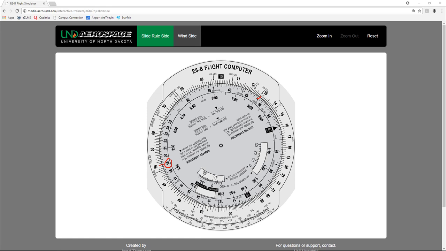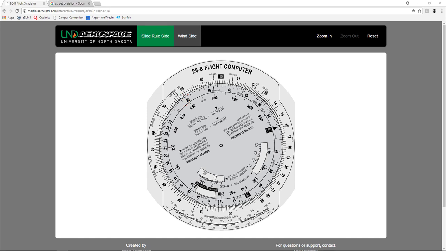We can do the same thing in the other direction. So we'll say that we are converting 79 US gallons to liters. So if we look on the A scale for 79, 79 would be right here, and that would represent about 300 liters.